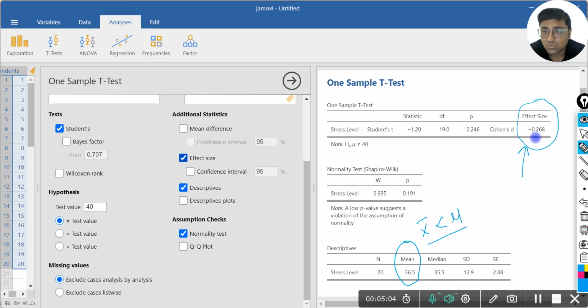And since this value is near to 0.2, that means if effect size is near to 0.2, we can say that the difference is visible, that is 36.5 and 40, but not practically significant. So this is how we interpret the effect size in case of one sample t-test.